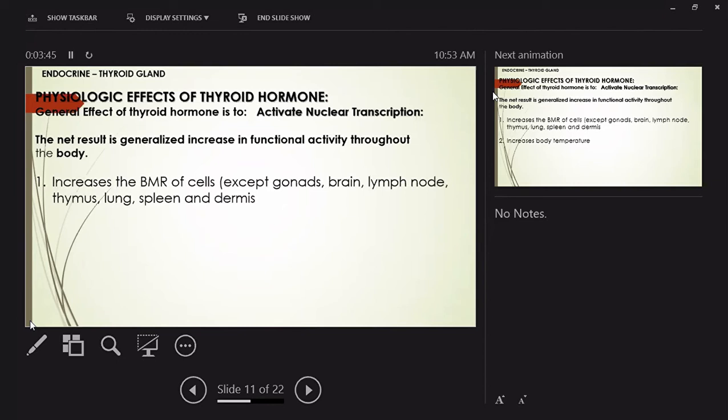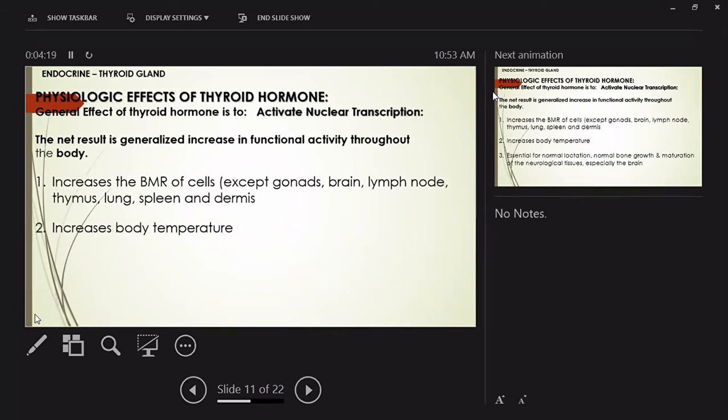So, physiologic effects of your thyroid hormone. The general effect of your thyroid hormone is to activate nuclear transcription. The net result is an increase in functional activity throughout the body. So, it increases the BMR of cells, basal metabolic rate, except in the gonads, brain, lymph node, thymus, lungs, spleen, and dermis.